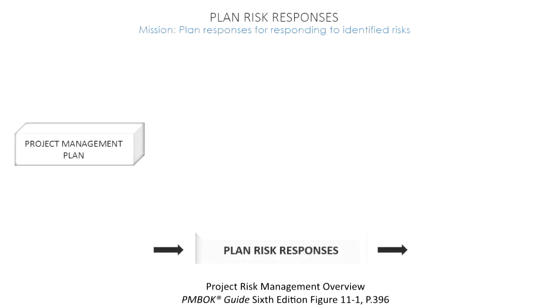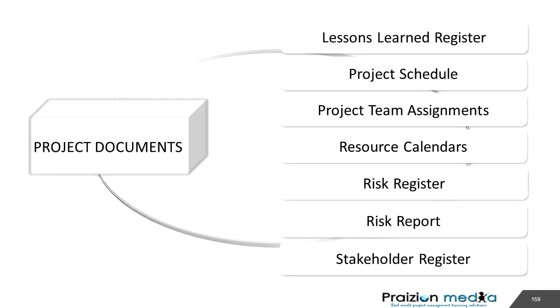So it's relevant here. The next one, project documents, could have a lessons learned register that helps us understand how a risk was responded to in a previous phase or project. We could also have the project schedule used to determine how agreed upon risk responses will be scheduled on the project. We could also have project team assignments showing resources that may be allocated as risk action owners. We also have resource calendars showing when resources are available and when they're not. This could also further help us.